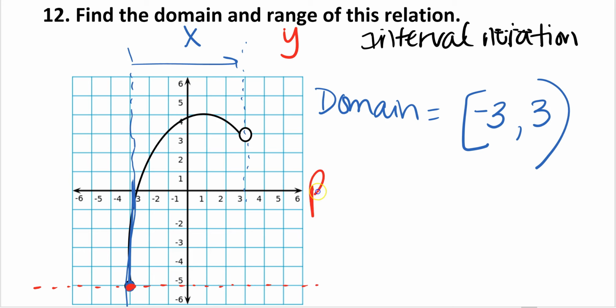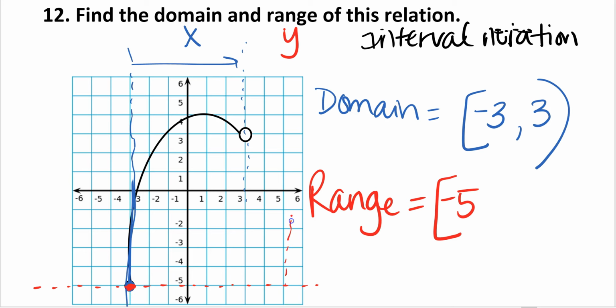And there's a closed circle, so we are including that value. So we're going to start at -5. We're going to use a bracket because it does include -5. And then it goes all the way up to here, where the y value of your graph does touch at y equals 4.